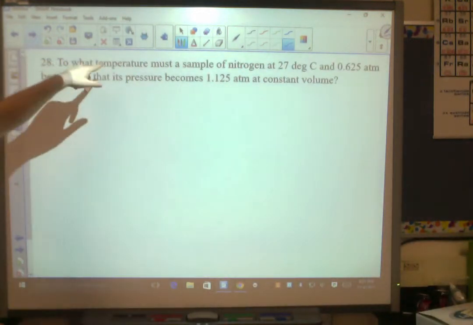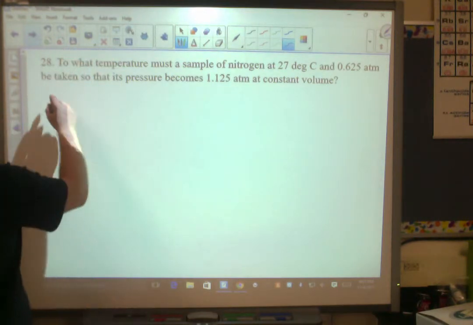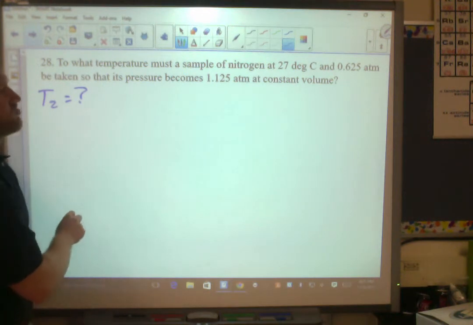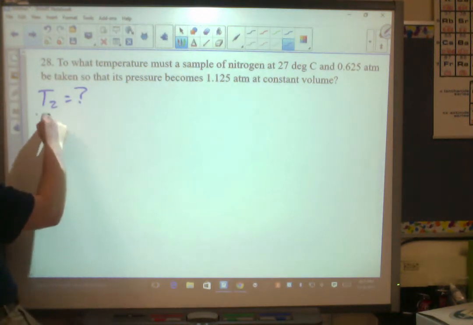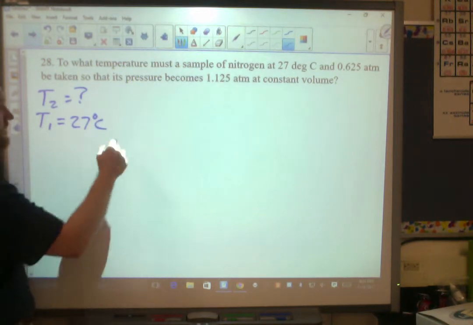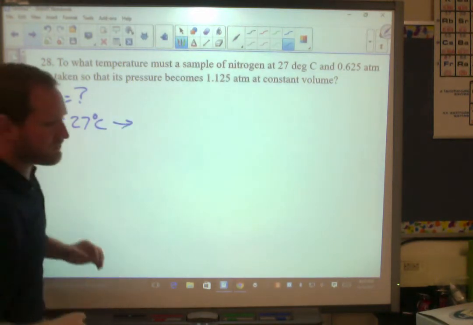28. To what temperature must a sample of nitrogen at 27 degrees Celsius be heated? Right away, T2 equals question mark. The 27 degrees Celsius is going to be T1. Now right away, what are you going to have to do to that? Kelvin. We add 273 to this.